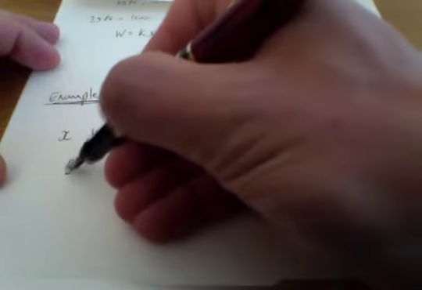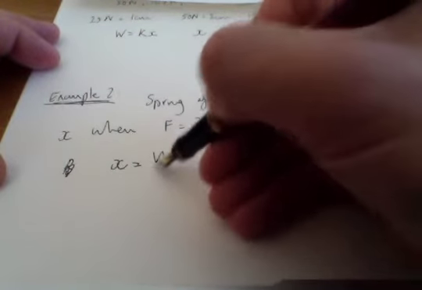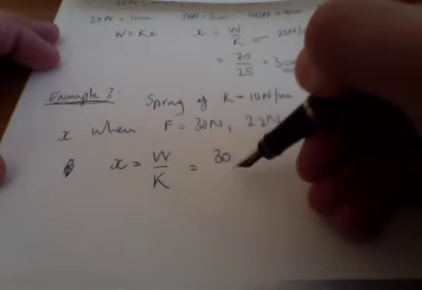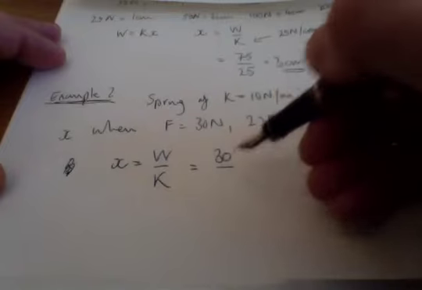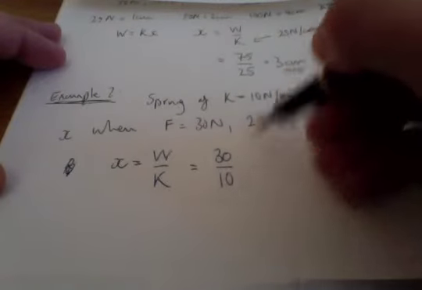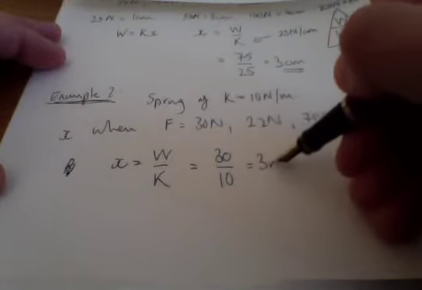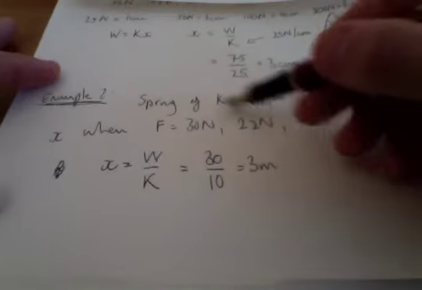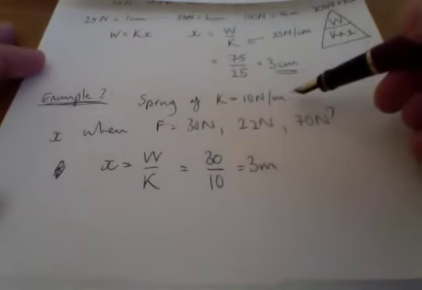First one. Well, when F is 30 newtons, let's first of all say our extension is the weight divided by the spring constant. In the first instance, we have 30 newtons, and our spring constant is 10 newtons per metre, so we have a 3 metre extension. It's quite a considerable extension. In some ways, the spring constant is describing the stiffness of the spring.